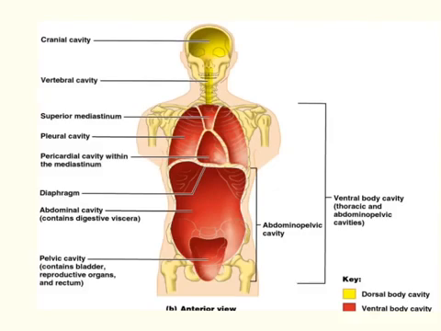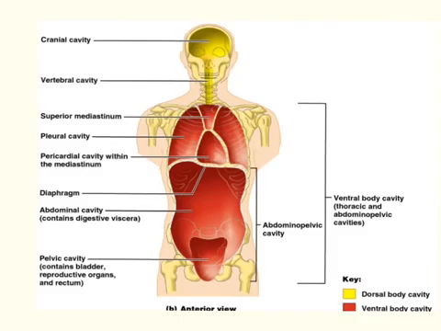Here we have one additional view of the body cavities. Again, the dorsal body cavity protects the organs of the nervous system and has 2 subdivisions: the cranial cavity, which is the area within the skull and encloses the brain, and the spinal cavity, which encases the vertebral column and the spinal cord. Like the dorsal cavity, the ventral cavity down here in red has 2 subdivisions.